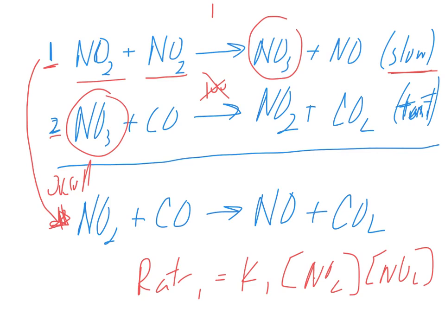And so that means that this reaction would be second order with respect to NO2. It doesn't really matter what the concentration of carbon monoxide is. Carbon monoxide is not important in the overall order. So since this is the rate law for step number one, and since step number one is the rate determining step, this is the rate law for the overall reaction.